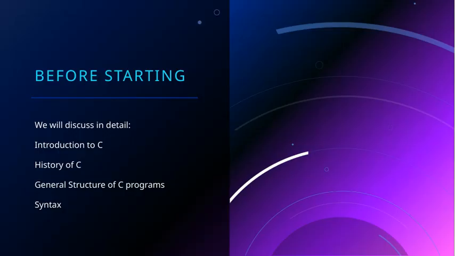Before we dive into the details, let's take a quick look at what we'll be covering today. First, we'll start with an introduction to the C programming language, understanding its significance and basic purpose. Then, we'll explore the history of C, how it came to be, and why it remains so influential in programming today. Next, we'll examine the general structure of C programs, so you get a sense of how everything is organized. After that, we'll look into the syntax, which is the set of rules that govern how C code is written and understood by the compiler. By the end of this discussion, you'll have a solid foundation to start coding in C confidently. So let's get started with the introduction to C.